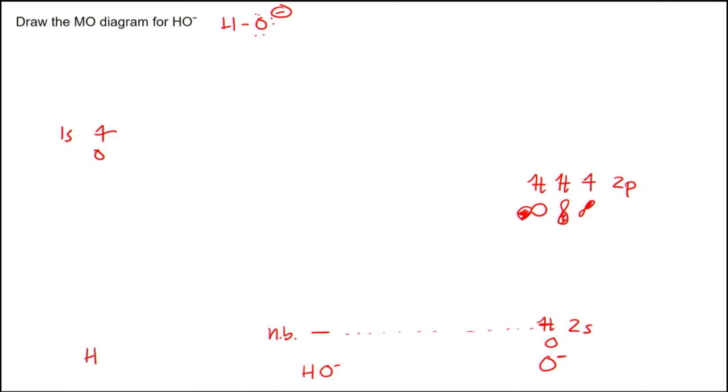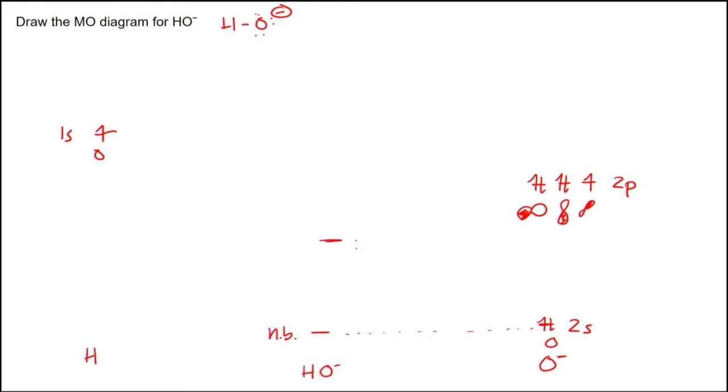Next, when we combine the 1s with one of the 2p orbitals, we end up forming a sigma bonding orbital. The sigma bonding orbital is going to be lower in energy than the lowest energy atomic orbital. In this case, the 2p is lower in energy, so we would expect the sigma bonding orbital to be lower than that. So I'm just going to draw that right here.